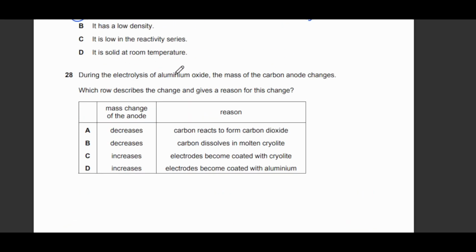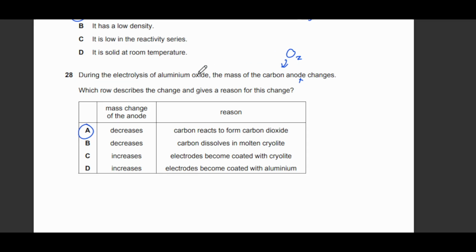During the electrolysis of aluminium oxide, the mass of the carbon anode changes. So describe the change and give a reason for this change. So when you electrolyze aluminium oxide, at the carbon anode, you will actually produce oxygen, okay? Because the anode is the positive electrode, and oxygen is a negative ion, right? Oxygen is a negative ion, and therefore it will be attracted to the positive anode. So therefore, the mass of the anode will decrease because the oxygen that's produced will actually react with the anode, and it will form carbon dioxide. So the answer is A.